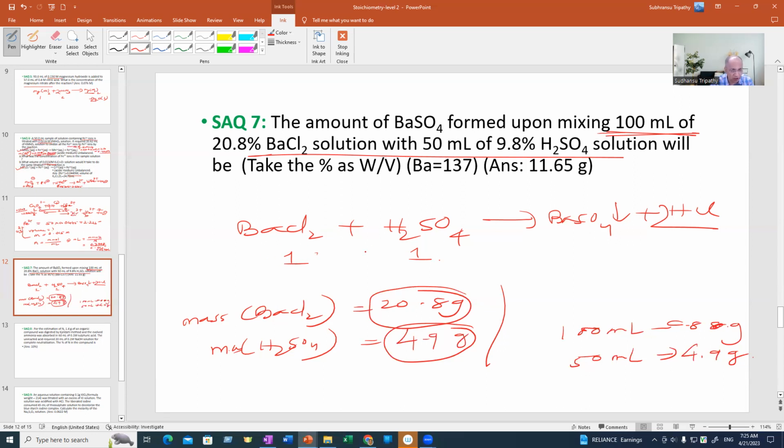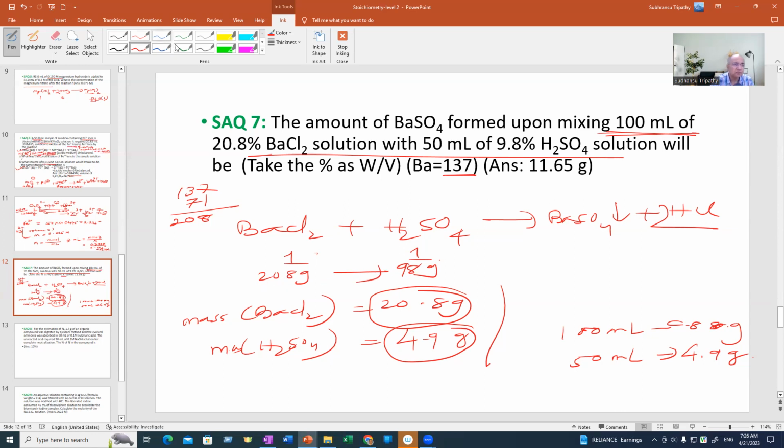So that 1:1 mole ratio, in terms of mass: barium is 137, 2 chlorine is 71. So this is divisible, it's a very interesting problem. Usually problems are given in this manner. So 1 mole, 208 gram, is consuming 98 gram: 2 plus 32 plus 16 fours are 64. So this is the relationship in terms of mass. In terms of mole, 1:1. In terms of mass, 208 gram will need 98.